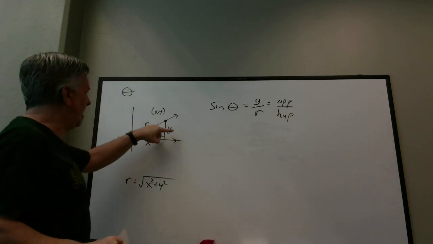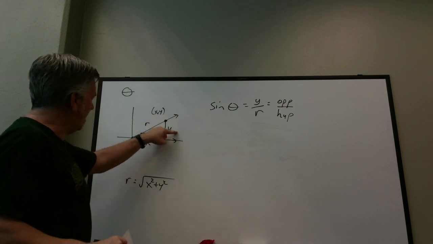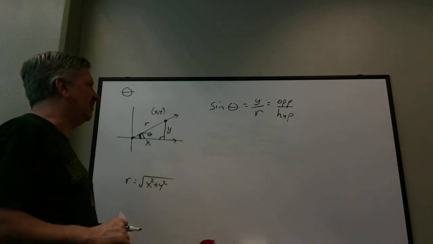See, I know sine is opposite over hypotenuse. That's the way I have it memorized. So when I look at this, I say, oh, opposite and hypotenuse. Well, that's y over r. So if you have this picture, you can translate between the two.